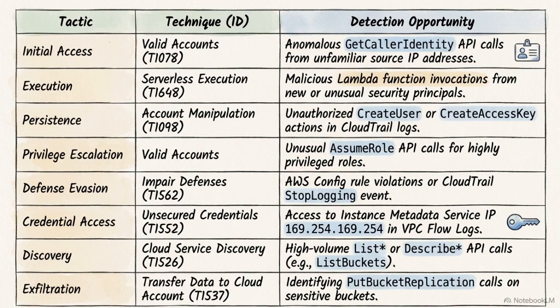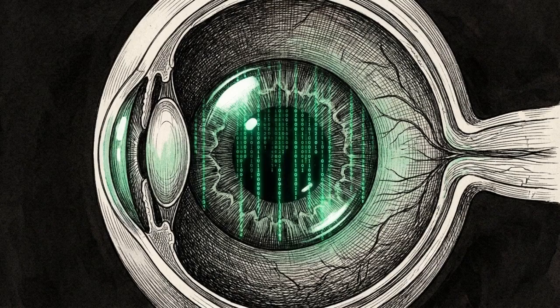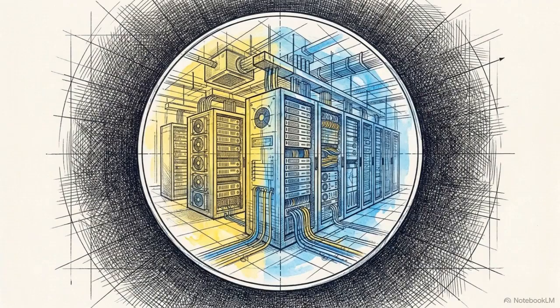Discovery via Cloud Service Discovery, T1526, involves attackers enumerating S3 or EC2, generating high-volume list and describe API calls, and exfiltration via transfer data to cloud account, T1537, has a detection trigger, the execution of a put bucket replication call on sensitive buckets. By hunting for these specific API telemetry markers, security engineers can detect active operational behaviors, regardless of which architectural component is targeted.